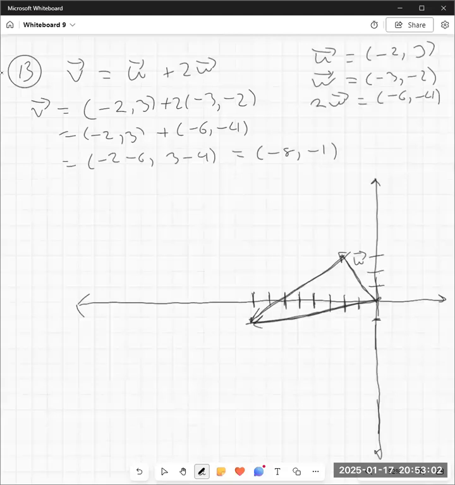Then there's my 2w, and we have u plus 2w here. And this point over here is negative 8, negative 1. So that is my directed line segment. My vector will be negative 8, negative 1.